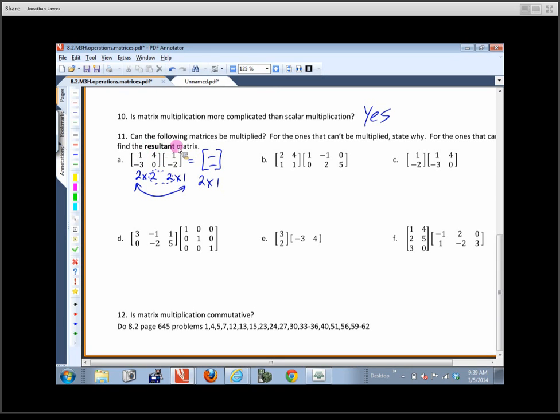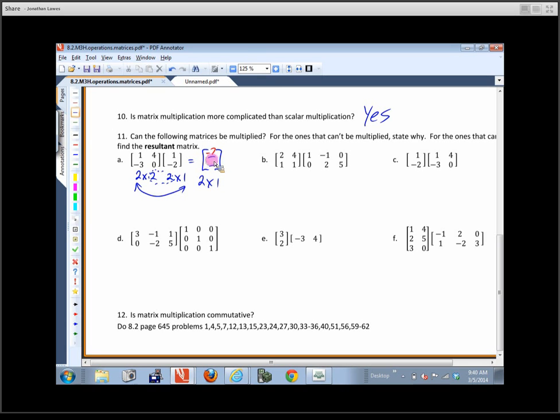So if I do that on this problem right here, I get 1 times 1, and I get 4 times -2. I get a 1 minus 8, so what's my answer? -7 is the number that goes right there. Now, let me go over that again. The reason I took this row and multiplied it by this column is because this entry right here is in the first row, first column. That's why it's important to know where the entry is.